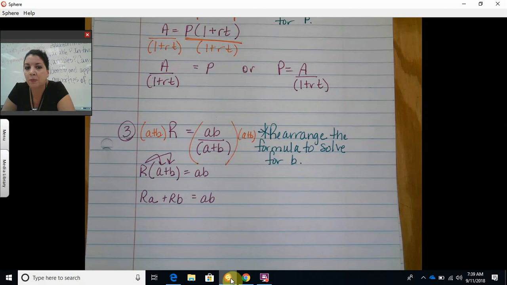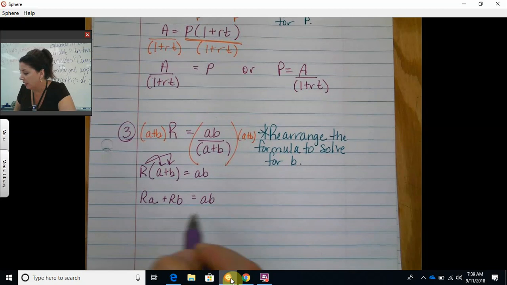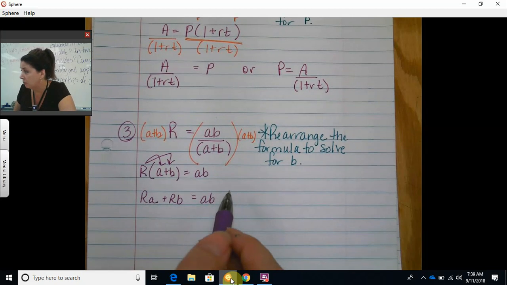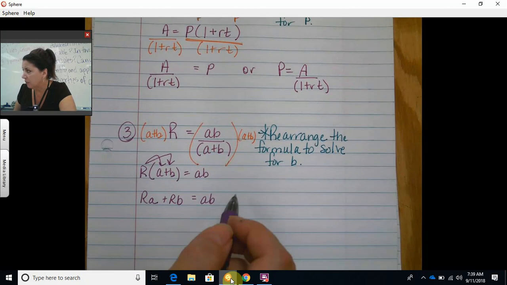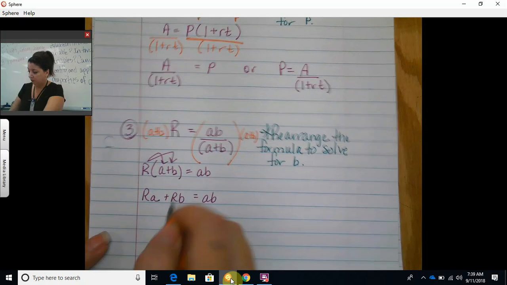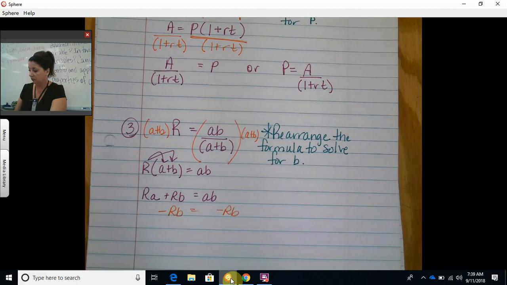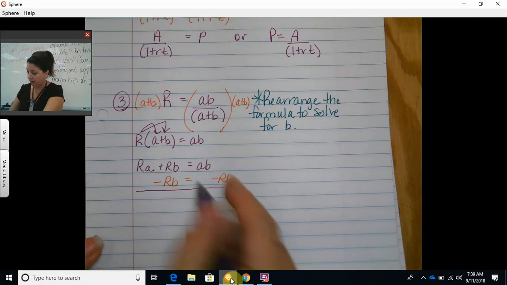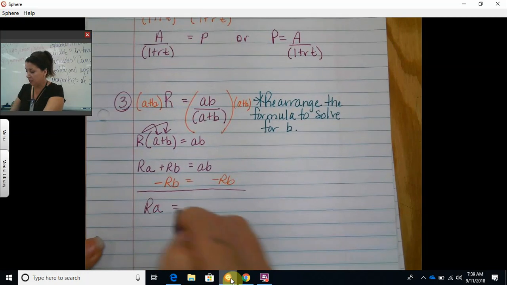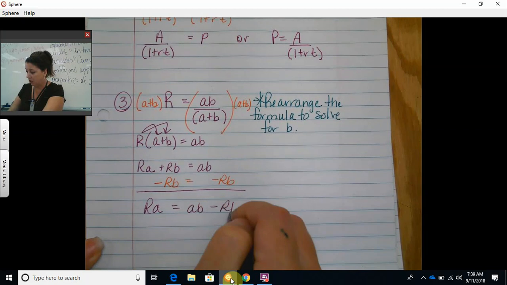You could do either. I would probably subtract RB, because if we subtract AB over here, then we're going to have to move the RA to the other side. So it's just an extra step, but I mean, it's fine. So just to save that step, I would go with the minus RB. So on the left we have RA equals, on the right we have AB minus RB.